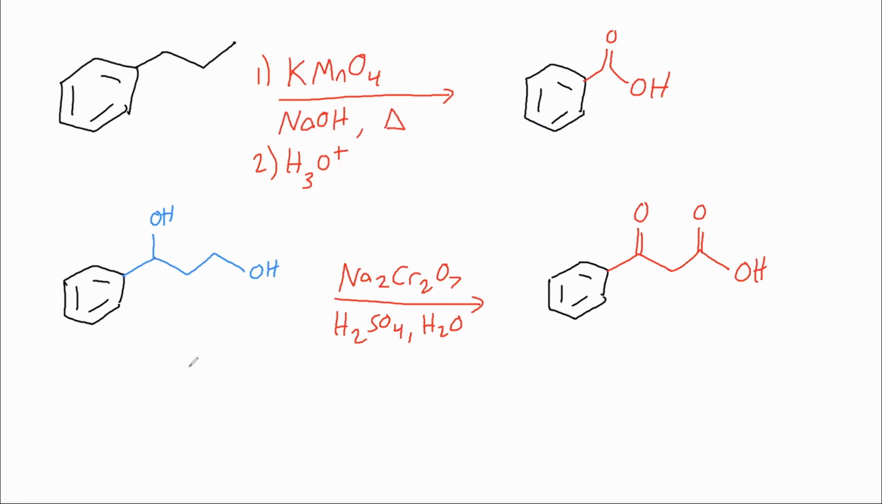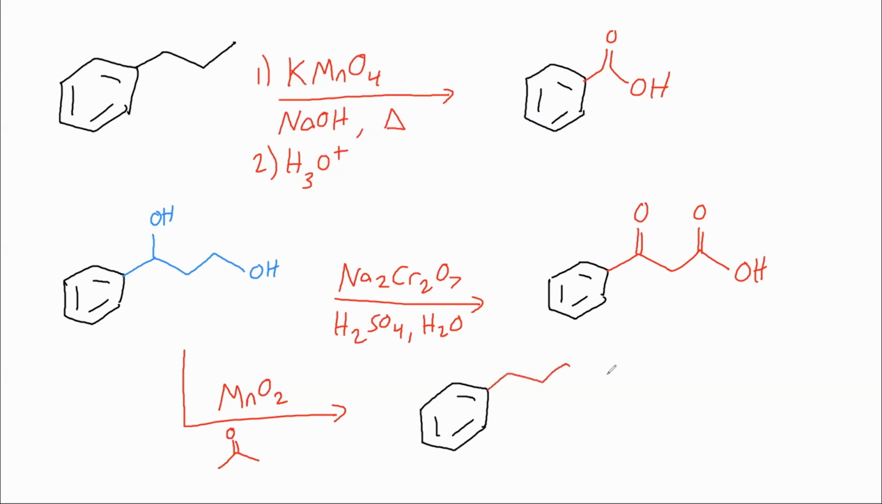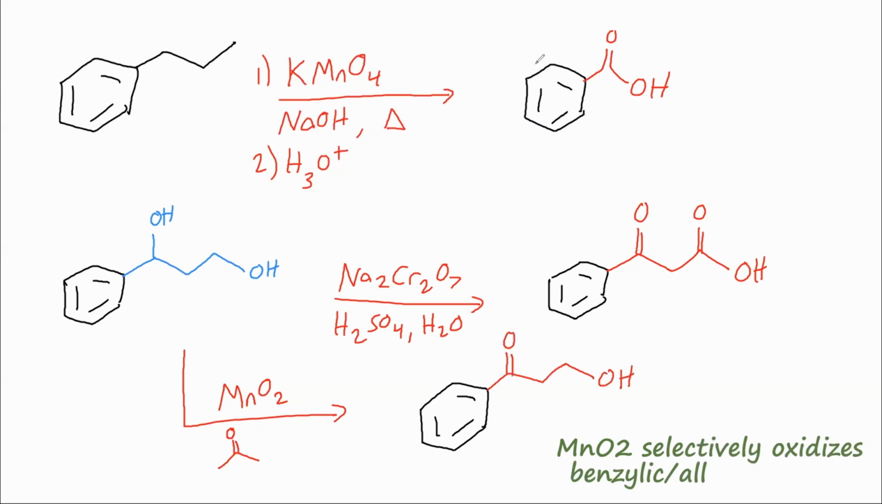However, we can use a much milder oxidizing agent. This is going to be manganese dioxide, and maybe acetone as a solvent. And this will only oxidize the benzylic alcohol, while the alcohol on the alkyl group is untouched. So this is a really useful set of conditions. Manganese dioxide in acetone will oxidize selectively benzylic and allylic alcohols, so alcohols that are adjacent to some double bond or conjugated system. One final reaction I'd like to consider is starting with this benzylic ether.